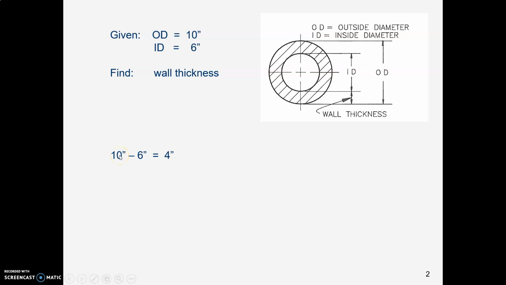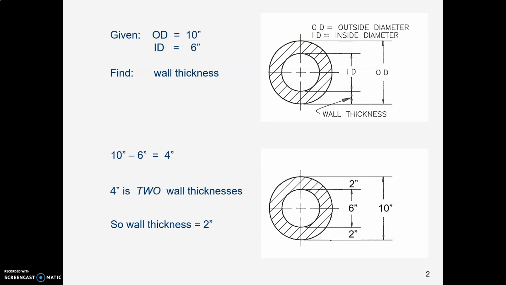The outside diameter is 10 minus the inside diameter of 6 equals 4, but that 4 is 2 wall thicknesses worth of material, one over here and one over here. So the wall thickness of this pipe must be half that much. The wall thickness must be 2 inches on each side of the pipe, like this. 10-inch outside, 6-inch inside, 2-inch up here, another 2-inch down here.